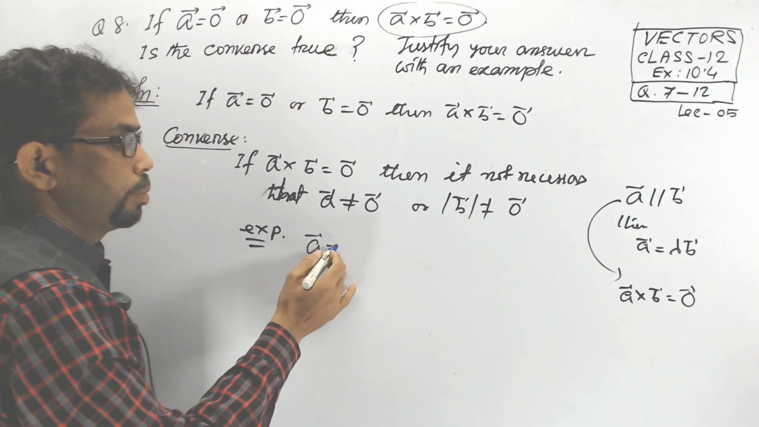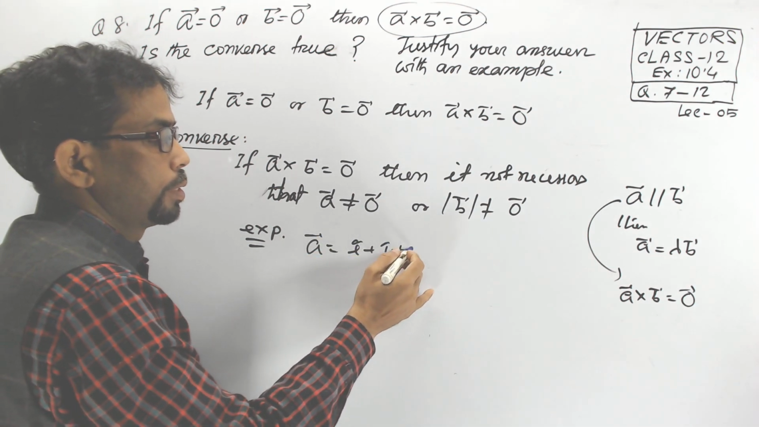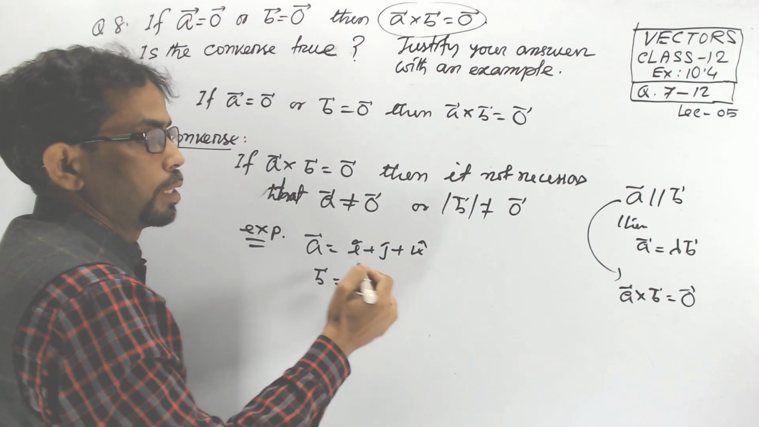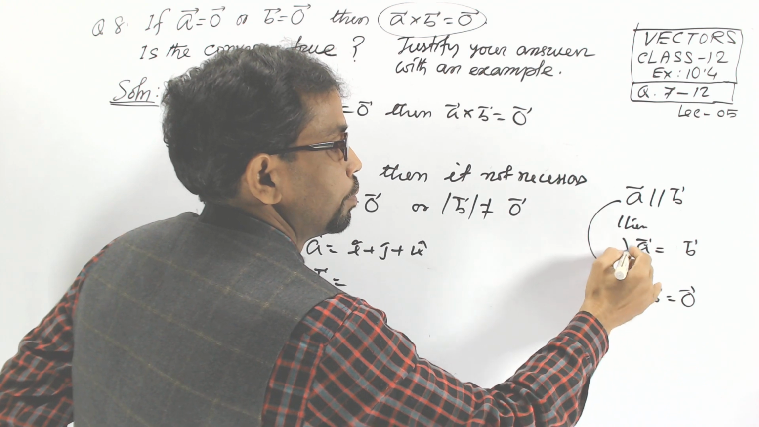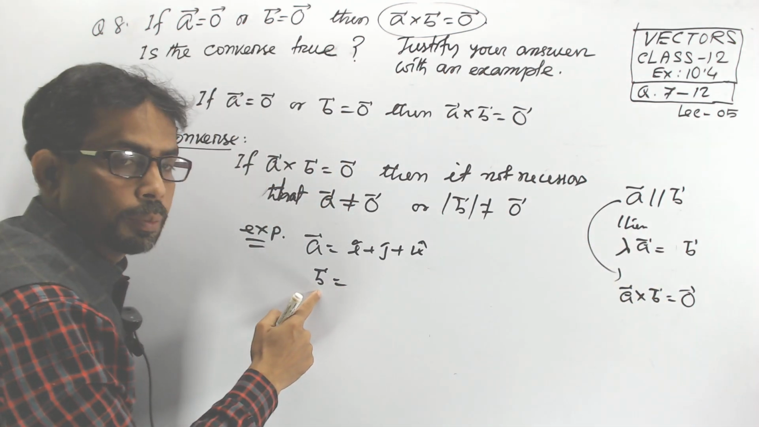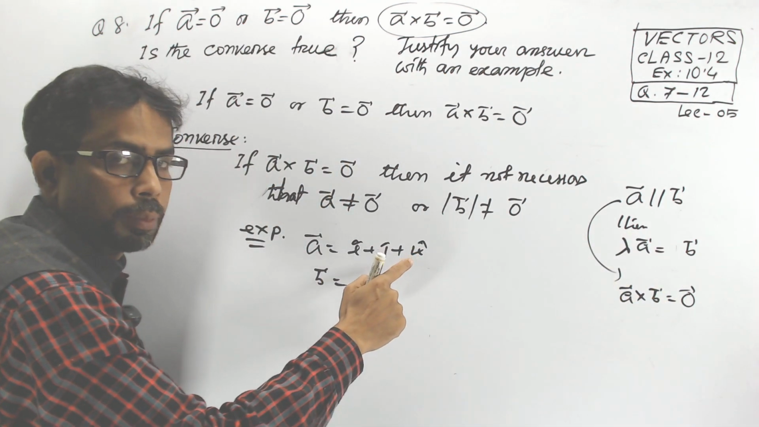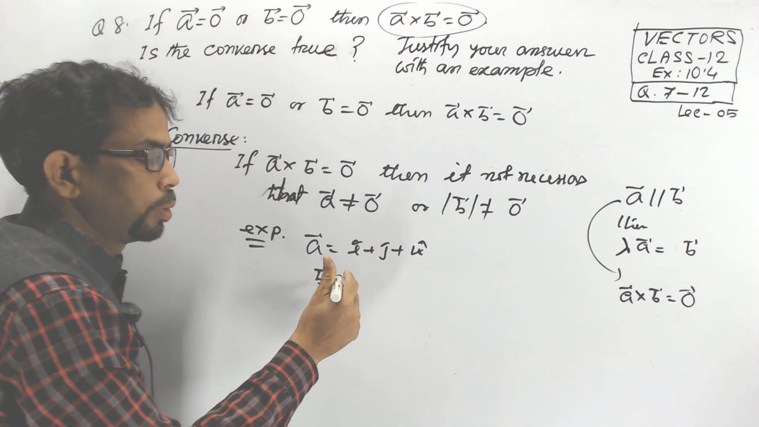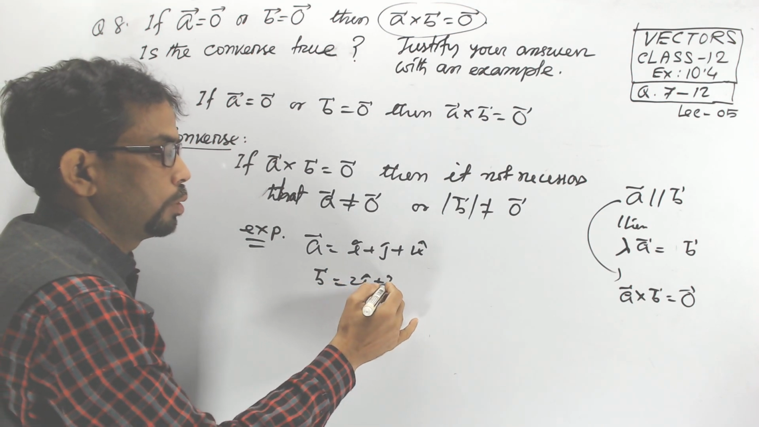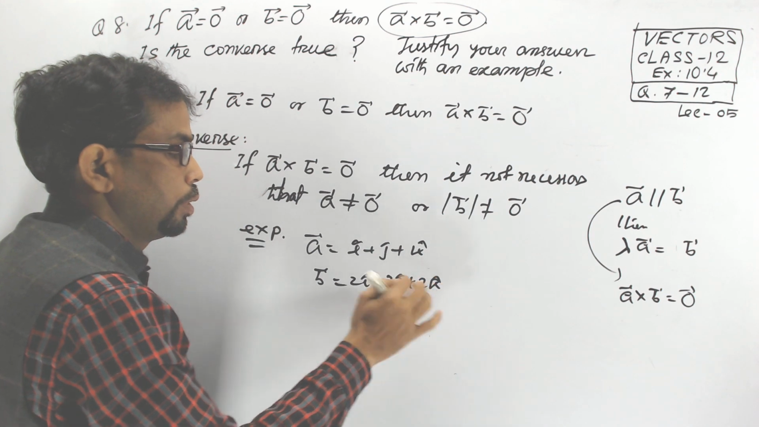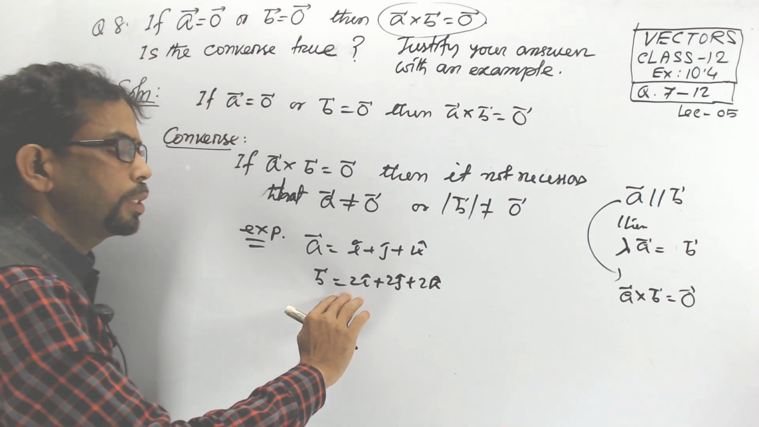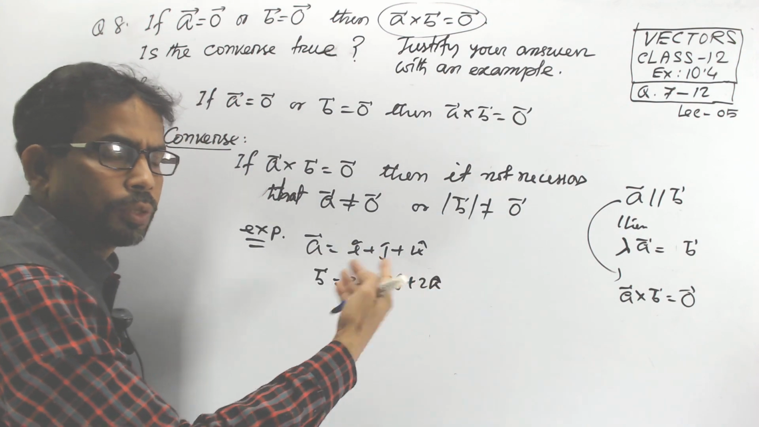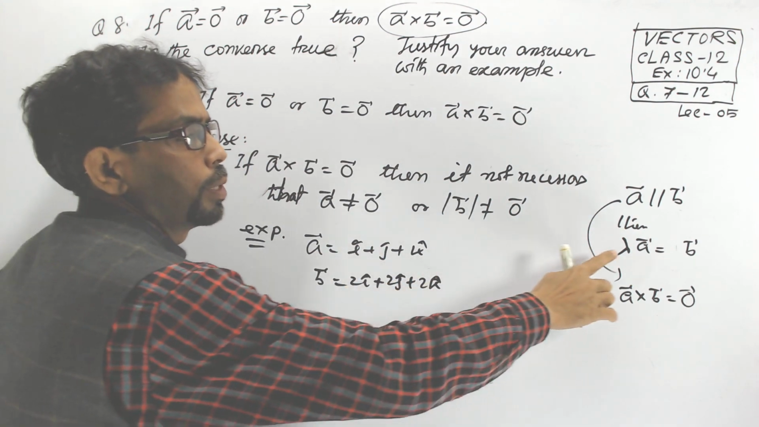I can take a as the vector i plus j plus k, and b is a scalar multiple. You see here a is lambda b, or you can take b is lambda a. So I can take a vector b which is a multiple of vector a. I just multiply by 2, so I can take 2i, 2j, 2k. You see the vector a is non-zero, vector b is also non-zero. I am taking 2, you can take any non-zero number in place of lambda, 3, 4, a fraction.